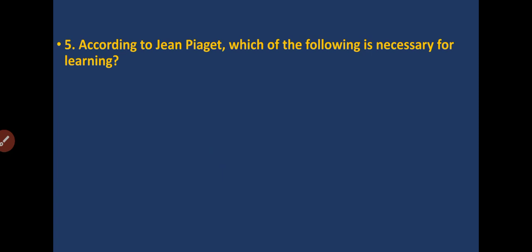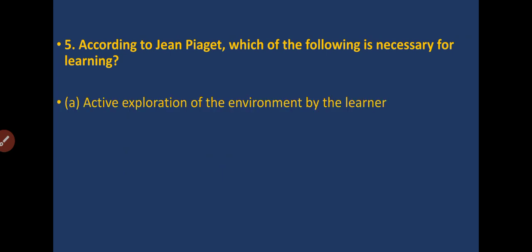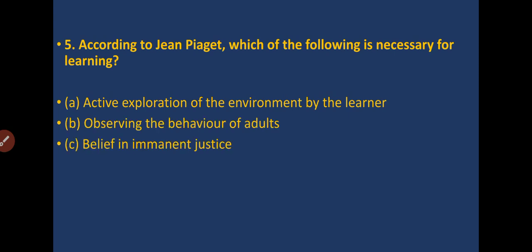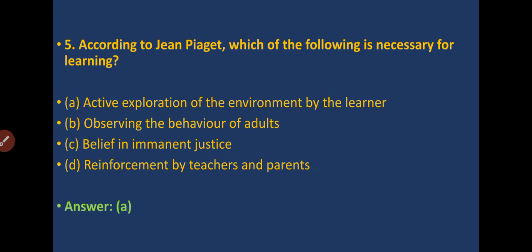Next question. According to Piaget, which of the following is necessary for learning? A. Active exploration of the environment by the learner. B. Observing the behavior of adults. C. Belief in immanent justice. Or D. Reinforcement by teachers and parents. The correct answer is option A. Active exploration of the environment by the learner.